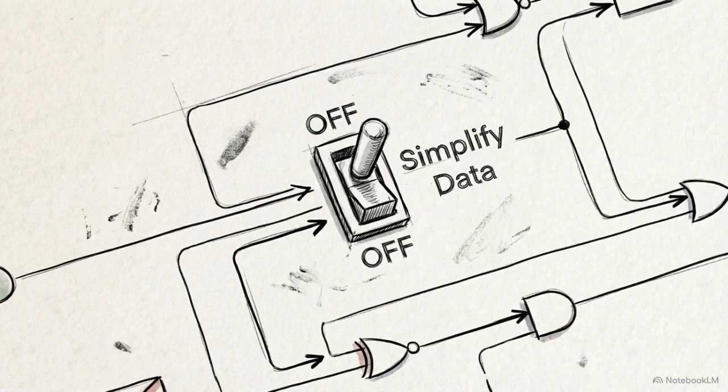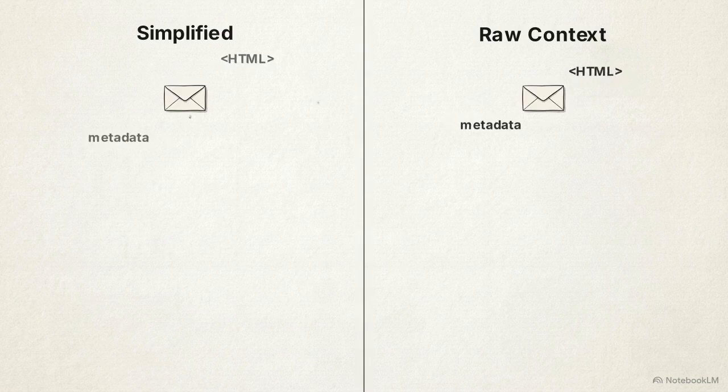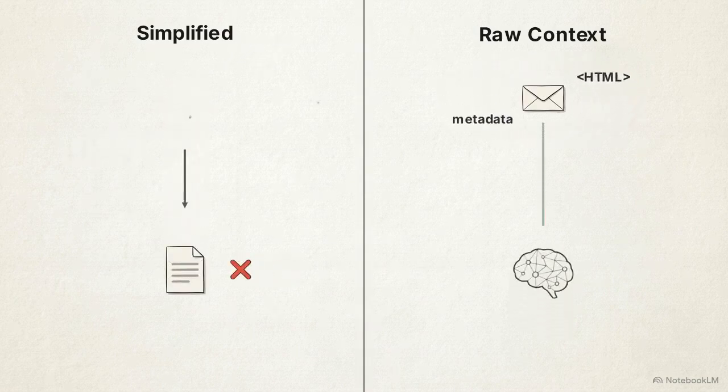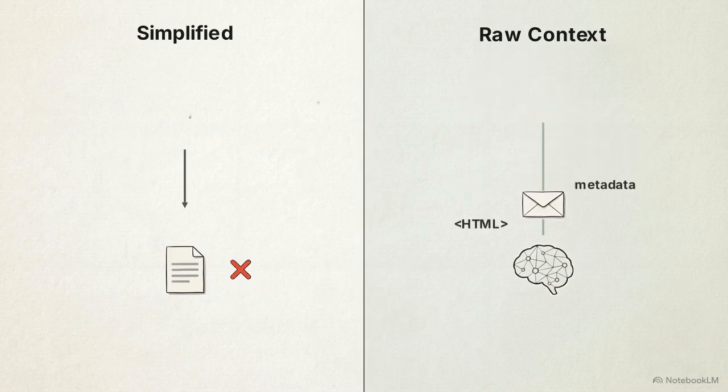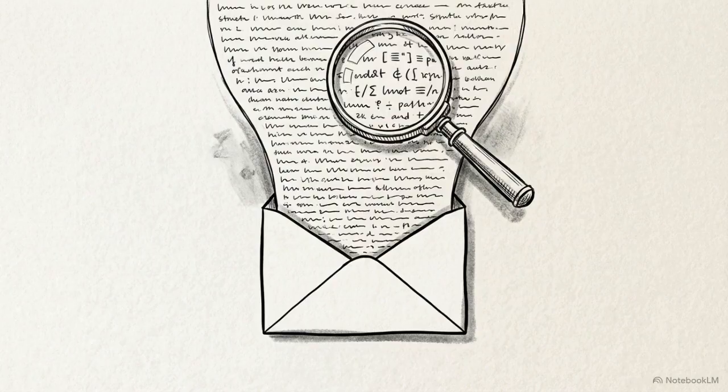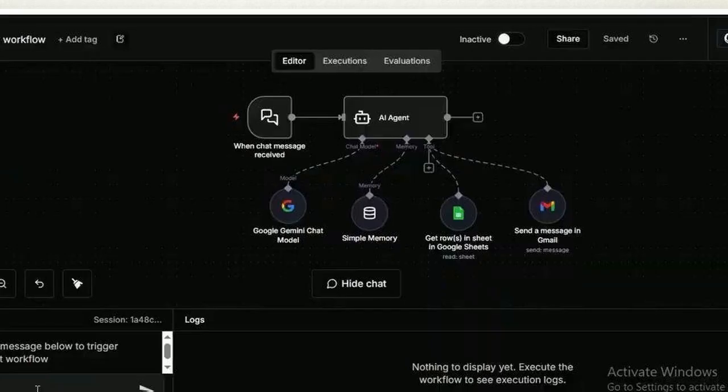Inside the Gmail node settings, scroll down and toggle off the option labeled Simplify. The Simplify feature removes HTML and metadata to make the output cleaner, but the language model requires that raw context to accurately understand the sender's true intent and the structure of the thread. Feeding the model the complete unfiltered email data provides the specific details it needs to avoid misinterpreting the message later in the process.